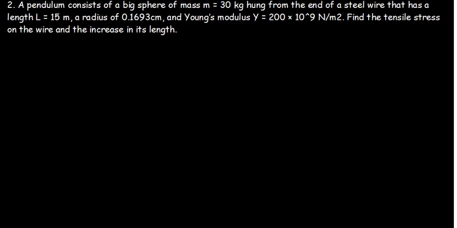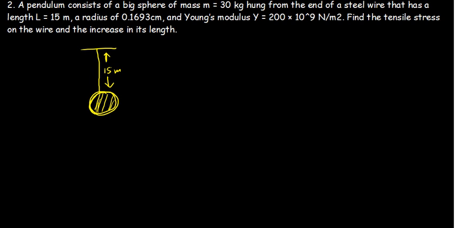Let's consider question number 2. A pendulum consists of a big sphere of mass 30 kg hung from the end of a steel wire. So say this is a steel wire, and then we have got a certain mass here. And this wire is 15 meters long. Well, this is not a rope as we use for common pendulums. This is a wire.